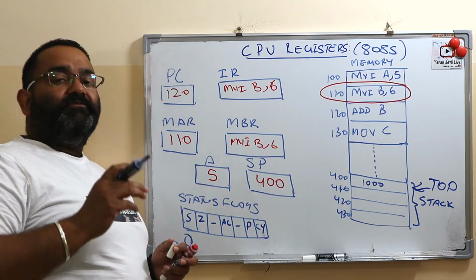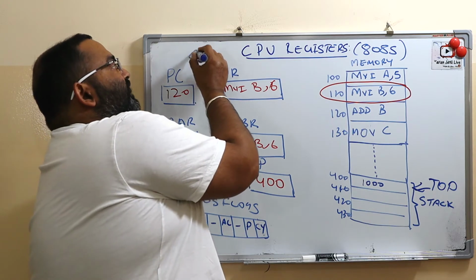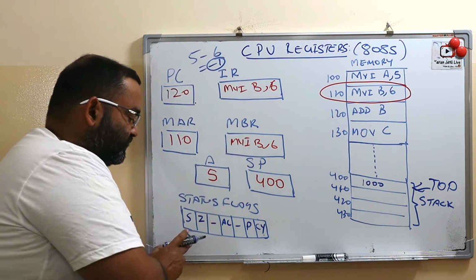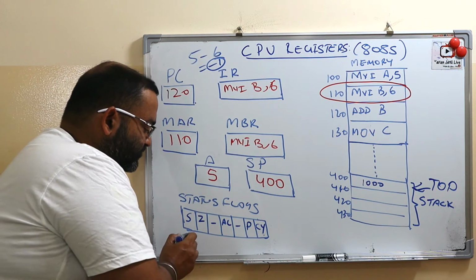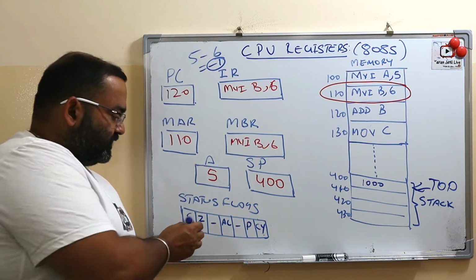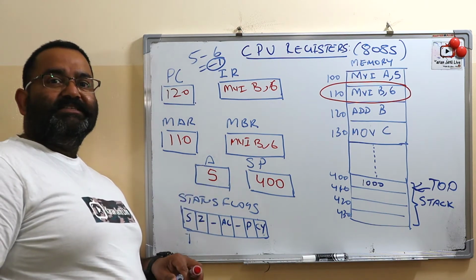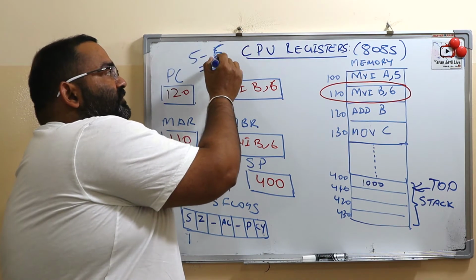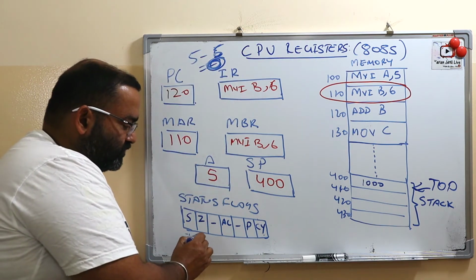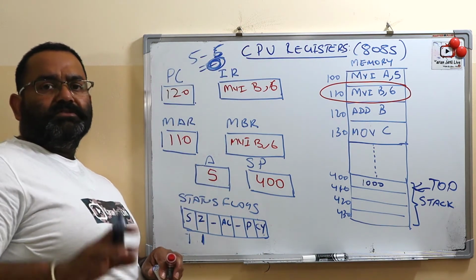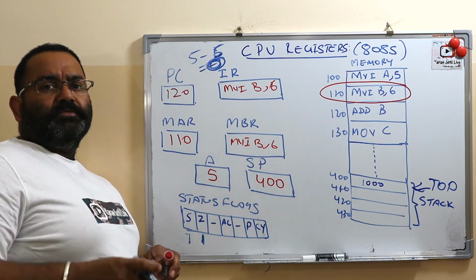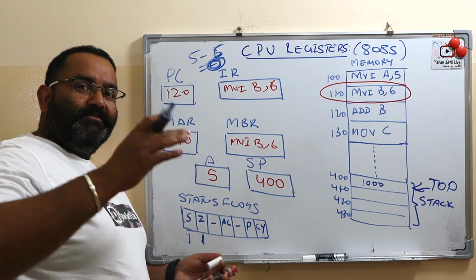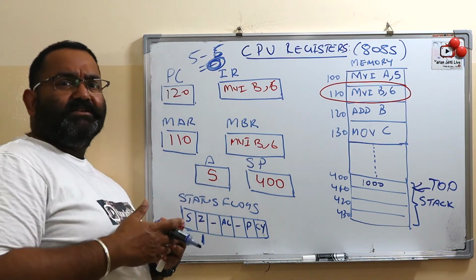If I subtract 5 minus 6, it is minus 1, so the sign bit will be 1. It means the result is negative. Then the next status flag, Z. If I subtract 5 minus 5, then the result is 0, so this becomes 1. It will tell us the result of this operation was 0. We need all of them. Why do we need them? For comparison, testing and so on.